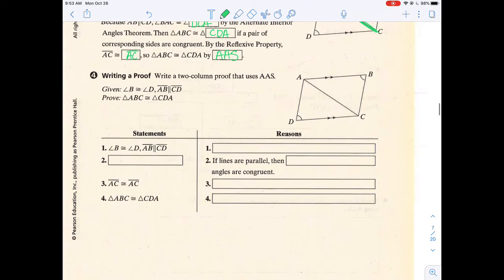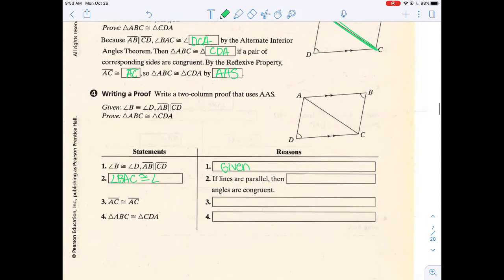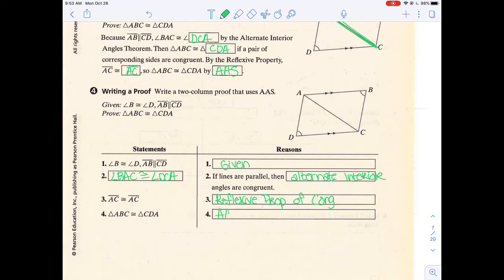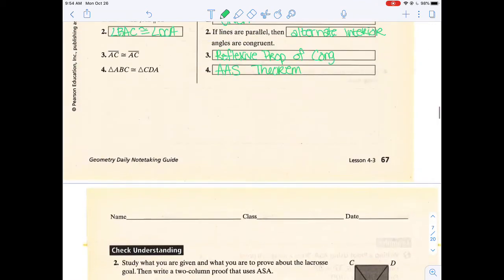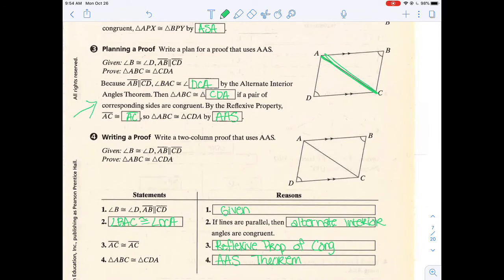Okay, writing a proof for that. This is the information they gave to us, so that's given. Then we proved angle BAC congruent to angle DCA, and we used the alternate interior angles for that. We knew AC was congruent to AC by the reflexive property of congruence. And then finally we proved the triangles were congruent by the angle angle side theorem. Okay, so all we did here is take the information we had from the paragraph and we put it into two columns.